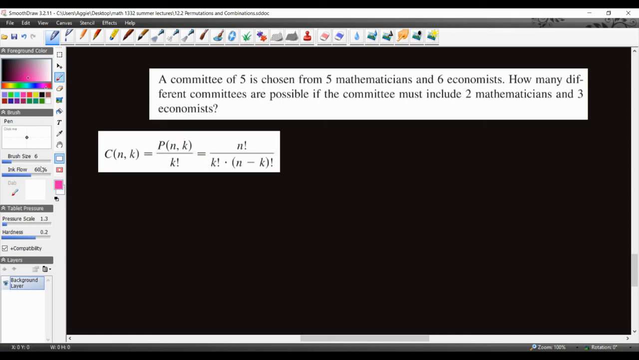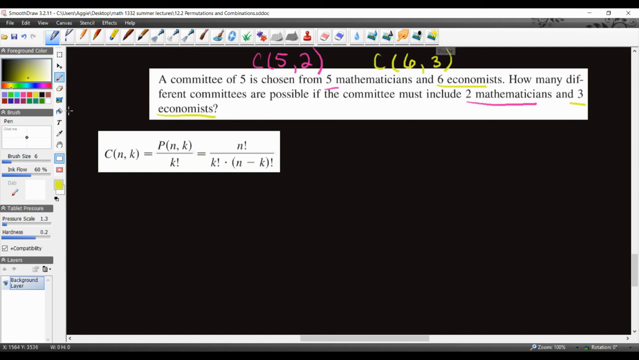So now we have like a double choosing going on, if that makes any sense. We have to choose, I'm going to kind of color code this, of course. From the first one, we have to choose, let's see, 5 total. Okay, so we have 5 total. So I'm going to kind of go to the next sentence. How many different committees are possible? The committee must include 2 mathematicians. So we have 5 mathematicians. So from 5 mathematicians, we have to choose 2. And then we have to choose 3 economists from the 6 right here. So we have to choose from the 6, we have to choose 3.